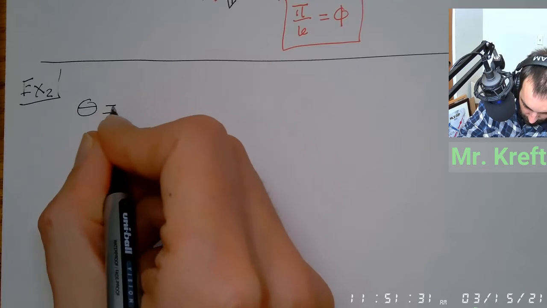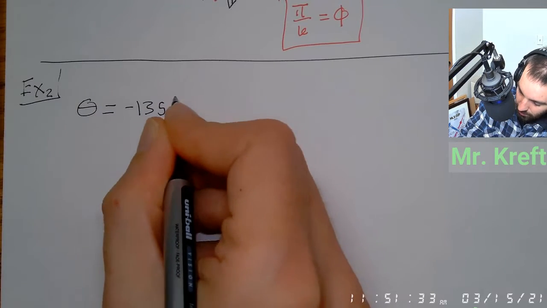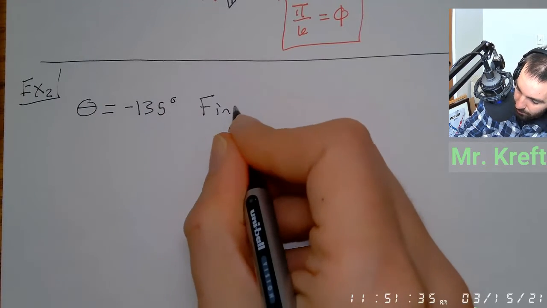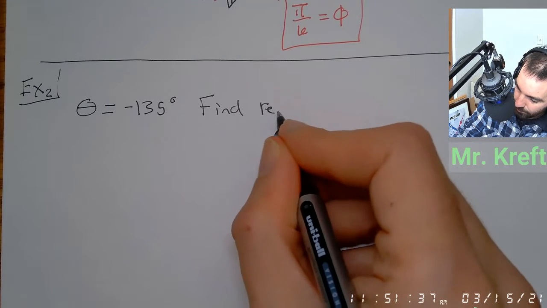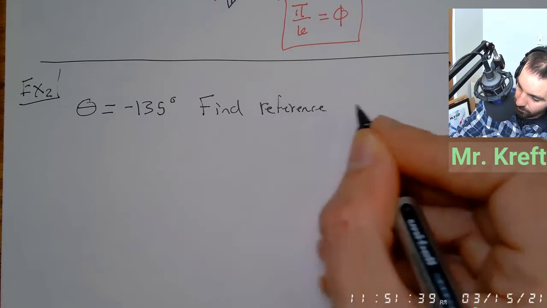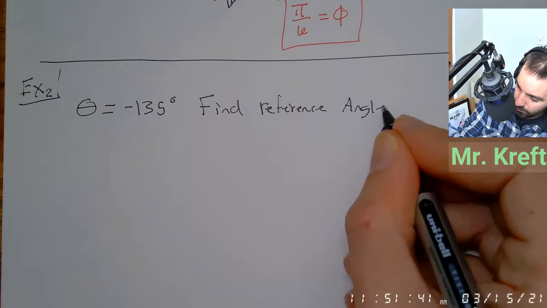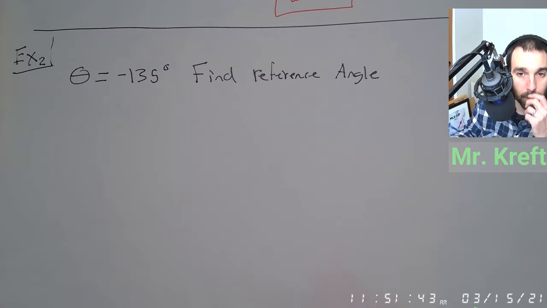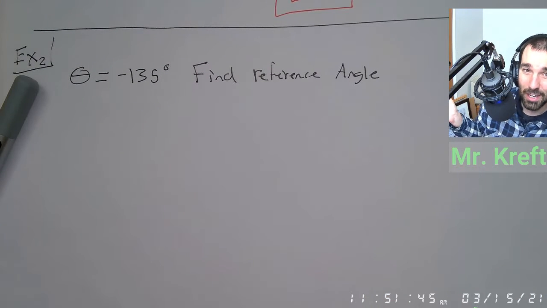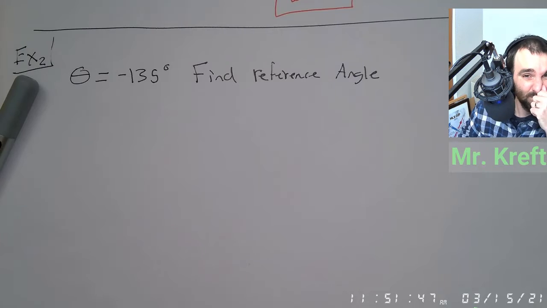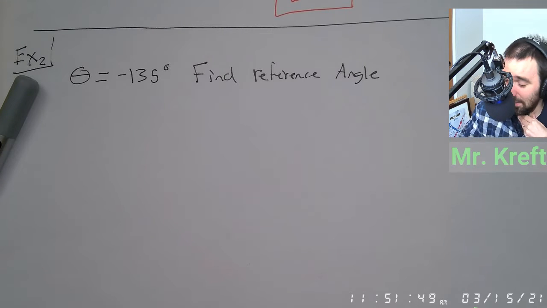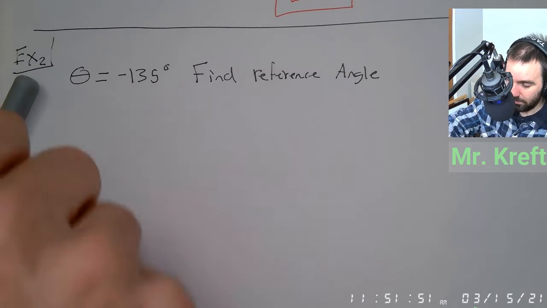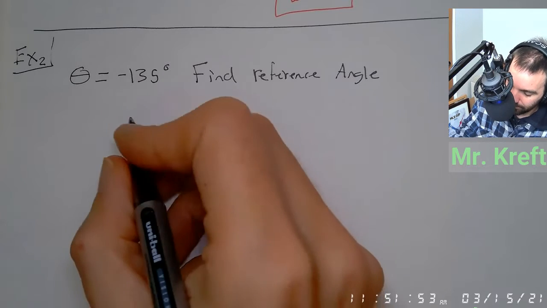So let's say theta equals negative 135 degrees. I want you to find the reference angle. Okay, so why don't you guys try that one on your own? And if you get lost, it's okay to be like, Kraft, you know what? I'm lost. And that's okay. But try it and see what you get.